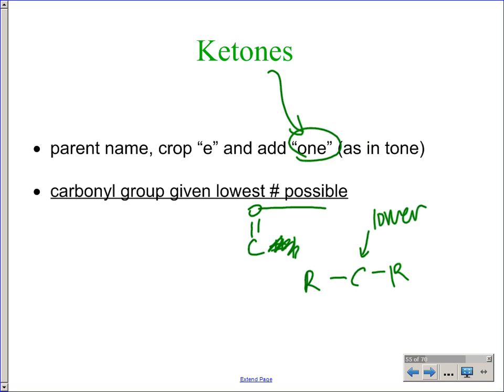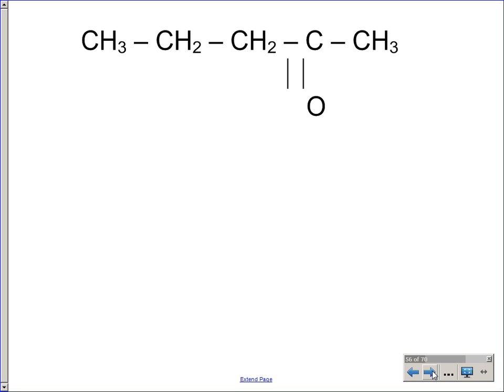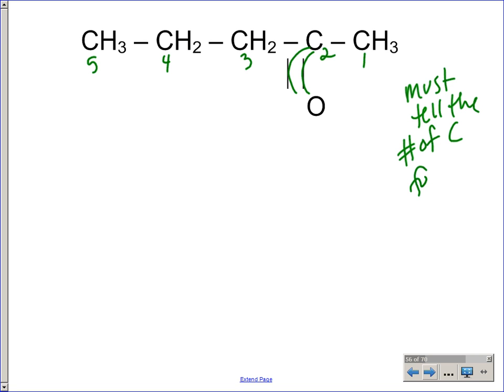I'll give you an example here. So looking at this ketone, it has this double bond right here to this O. It is within the carbon chain, and so we're going to start on the side that the ketone exists. The ketone is on the right-hand side, so numbering our carbons 1, 2, 3, 4, 5. Our ketone has been prioritized so that it has a low number, but in this case we must tell the number of carbon for that ketone.